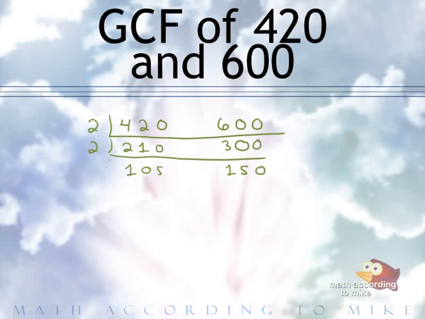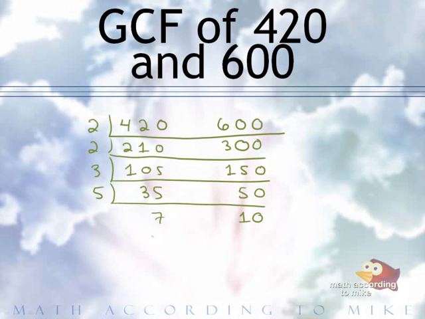So we can try 3. 3 is going to work. This will be 35 and 50. 3 is no longer going to work, so let's try 5, which we know will work because it ends with a 5 and a 0. Here we get 7 and 10. And now notice we're left with two numbers that are, you might know, relatively prime, meaning their GCF is 1. So in the process of dividing by primes, you keep dividing out all the possible primes you can, and you stop when you have numbers that are relatively prime.